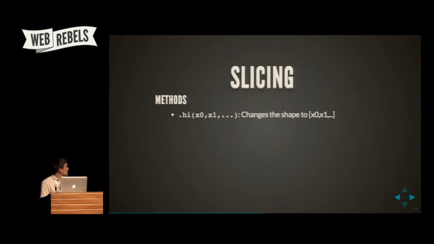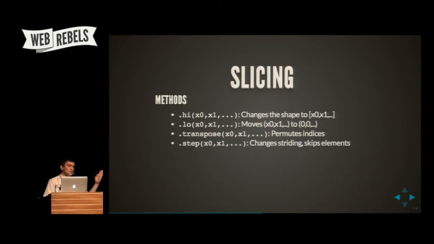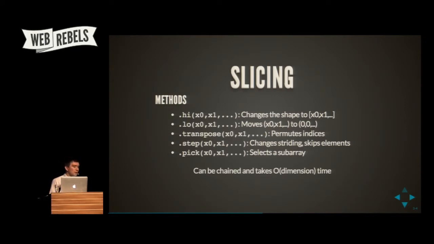So the first one is there's a method called .hi, which just reshapes the array. There's a method .lo, which moves the offset of the array by basically shifting the upper left corner of the image around. There's transpose, which will basically transpose the array in place. You can also do step, which changes how fast a stride moves. And you can also select a subarray using .pick. So if you pick the first component or whatever, then it'll fix that to a specific value, and then you get a lower dimensional subarray. And you can chain these things and compose them, because each of these just creates a new NDArray view, and it doesn't copy the underlying data store. So in terms of memory accesses, each of these operations is constant time.